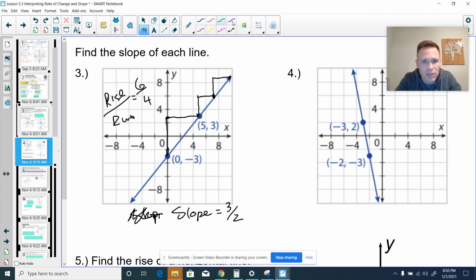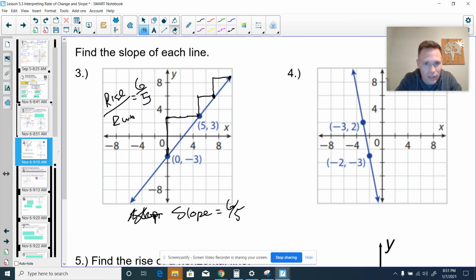Oh, I just noticed I made a mistake. All right, so here's the deal. The run is not 4. I miscounted. The run is 1, 2, 3, 4, 5. So when the run is 5, I thought 4 again. When the run is 5, I cannot simplify my fraction. So the slope is not 3 over 2. It is 6 over 5, and that cannot be simplified.